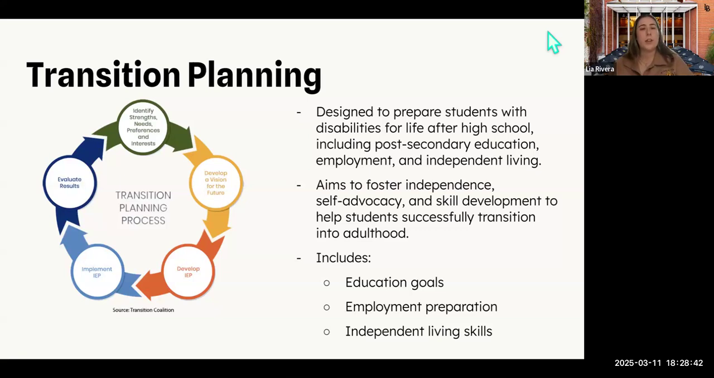The transition planning document typically includes the education goals, any employment preparation, which might include interview prep, or maybe how to build a resume, and then also ideas for independent living skills.